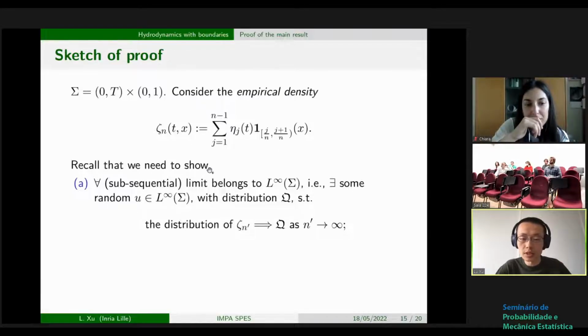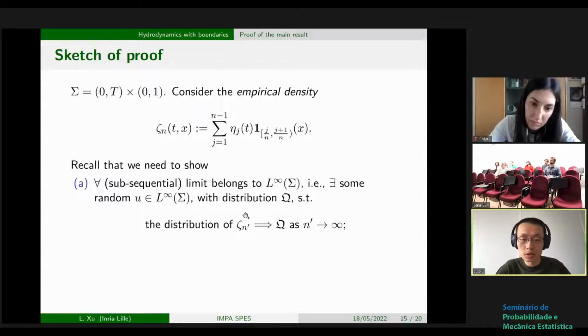And what we need to show is the four conditions A, B, C, D for the solution. The first one is the L infinite function. So this means that I need to show that for good subsequences, this empirical distribution, which is itself an L infinite function, should have a limit that is also contained in the L infinite space.